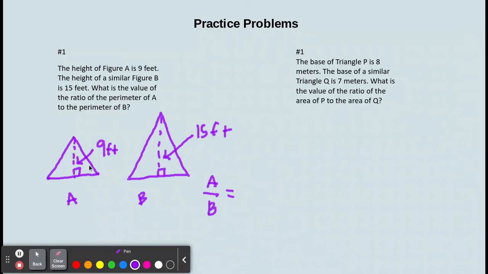So A, we're given the height of 9. B, we're given the height of 15. We can simplify that down, and that gives you the value of the ratio of the perimeters of the 2 figures.